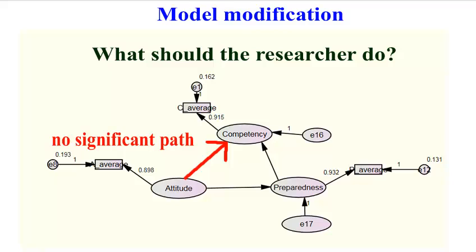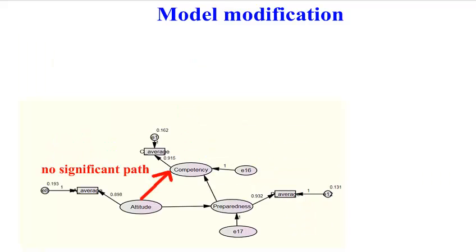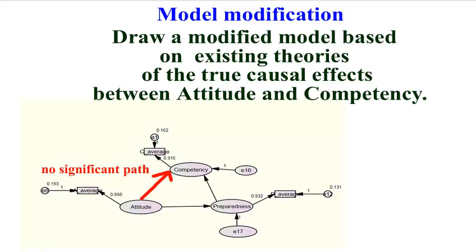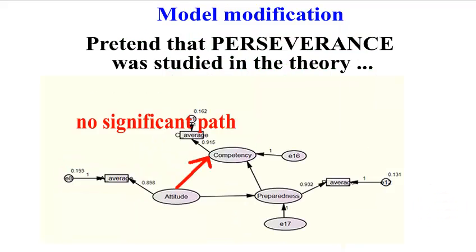So what would the researcher do? What you're supposed to do is go back to the literature review and try to redraw a new modified model based on some kind of existing theory of the true causal effects between attitude, that's this one, and competency. Let's pretend that in the literature they had a variable that they called perseverance. In other words, how hard a person worked.